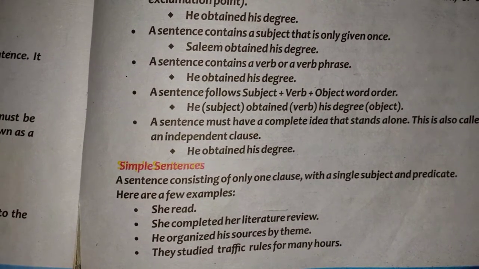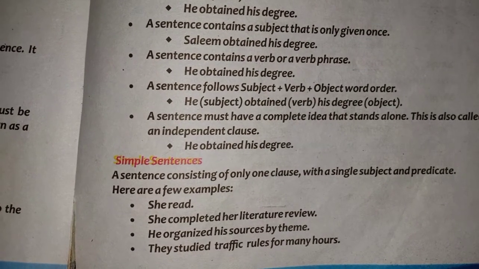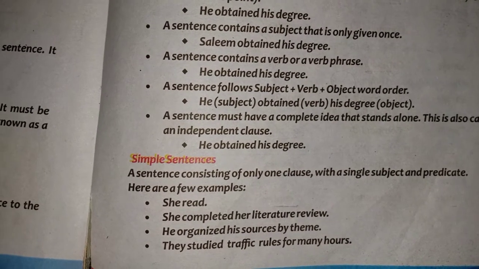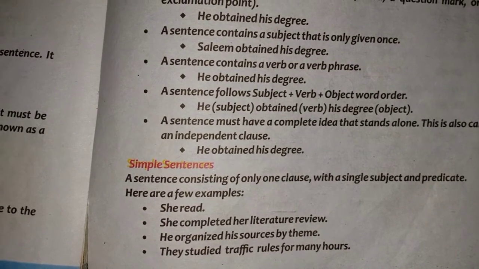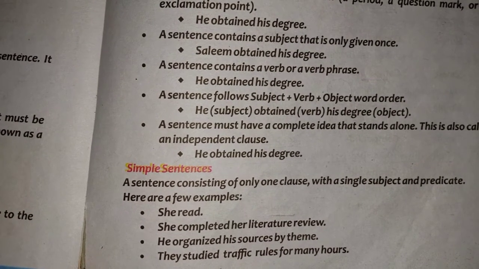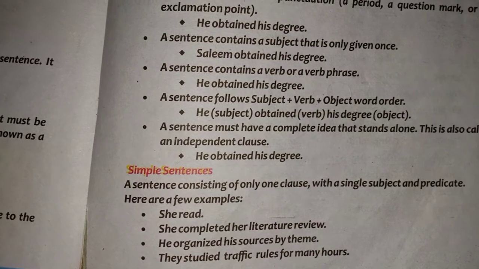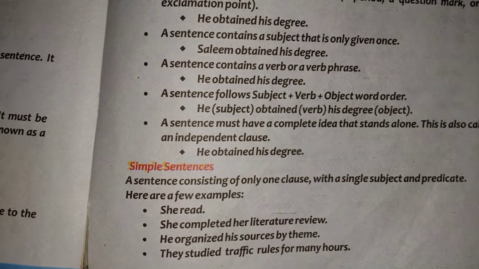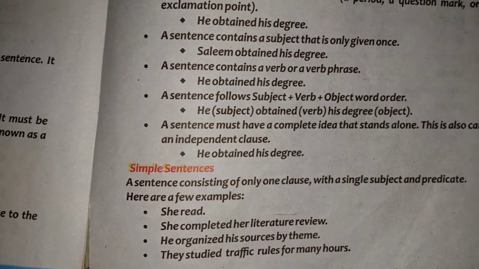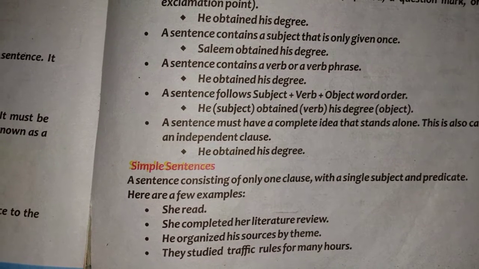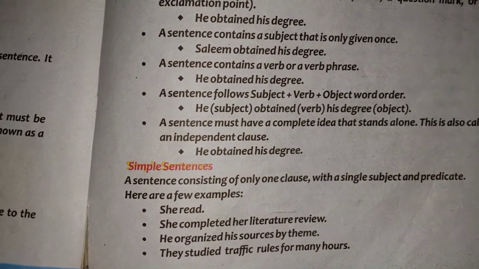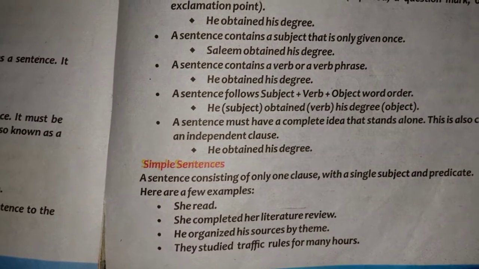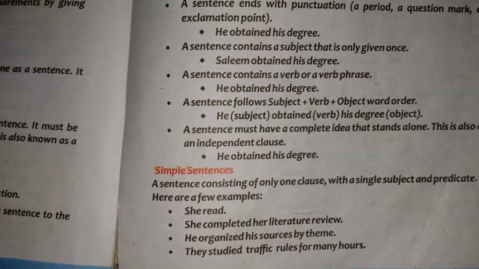A simple sentence is a sentence consisting of only one clause with a single subject and predicate. Clear? What is in a simple sentence? It consists of only one clause, with a single subject and a predicate and its remaining part. Here are a few examples. She read. She completed her literature review. He organized his sources by theme. They studied traffic rules for many hours. These are all simple sentences.